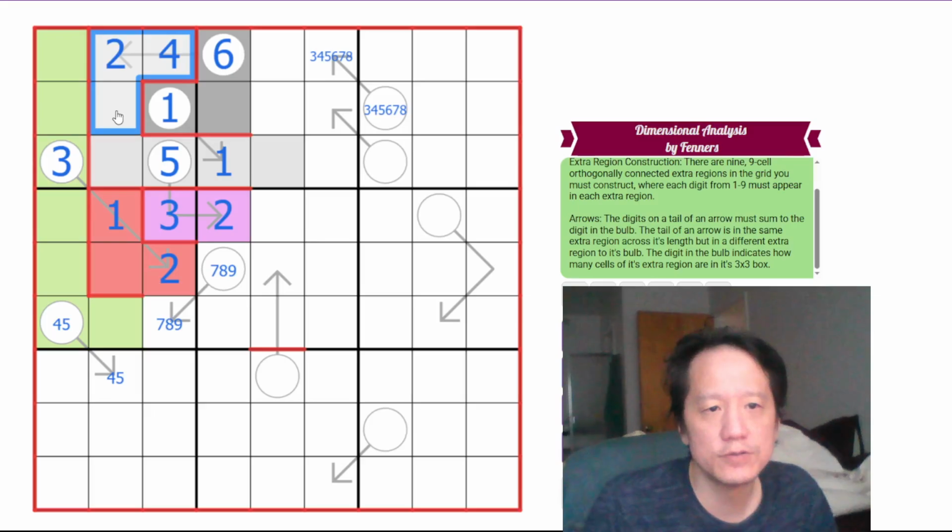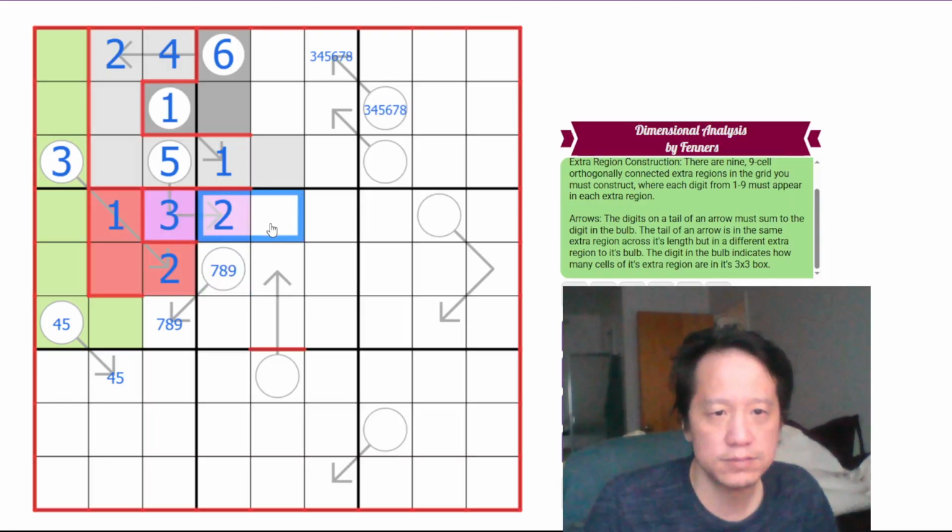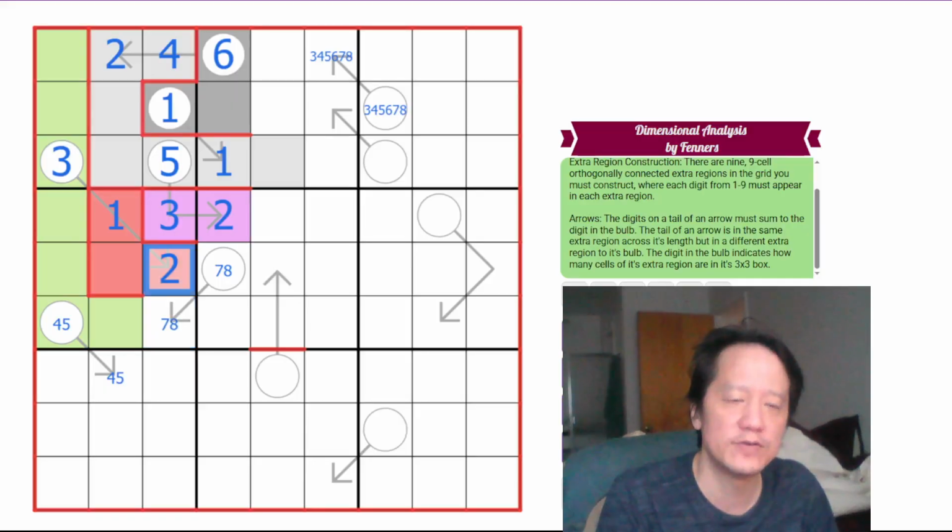So this is 1, 2, 3, 4, 5, 6, 7. It could go this way, potentially. This can never be 9. If it were 9, that means all of these would be pink, but then we'd have 10 cells in the pink region. So this cannot be 9. It's either 7 or 8 here.